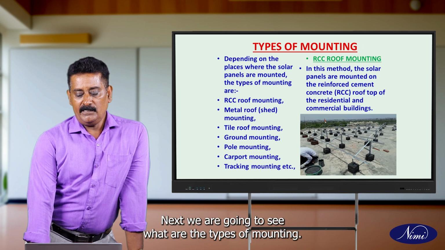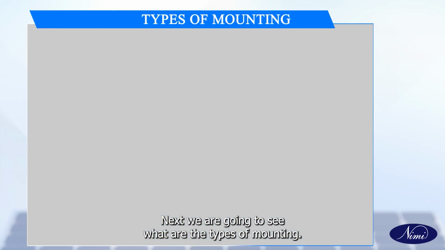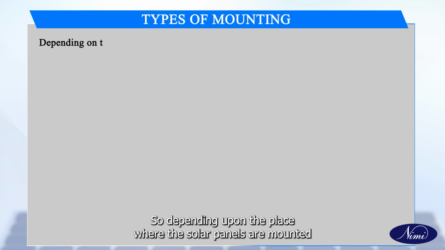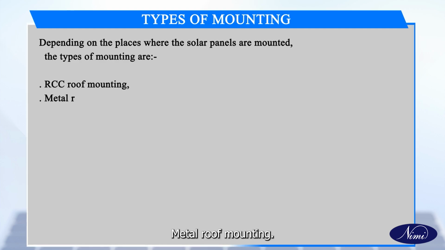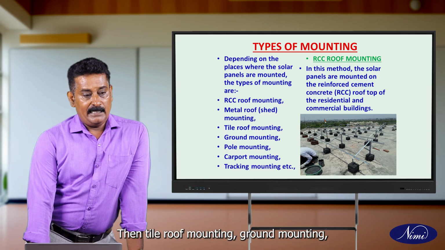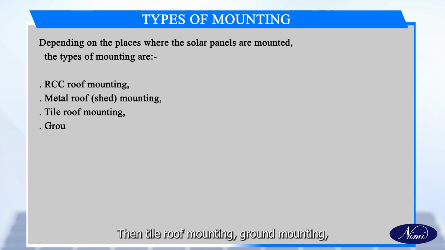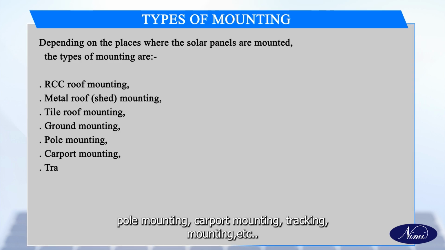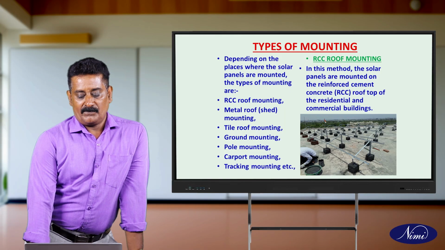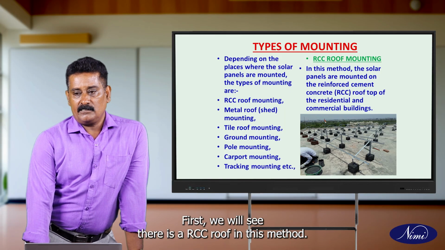Next we are going to see what are the types of mounting. Depending upon the place where the solar panels are mounted, the types of mountings are RCC roof mounting, metal roof mounting, which is also called the shed mounting, then tile roof mounting, ground mounting, pole mounting, carport mounting, tracking mounting, etc. First we will see the RCC roof.